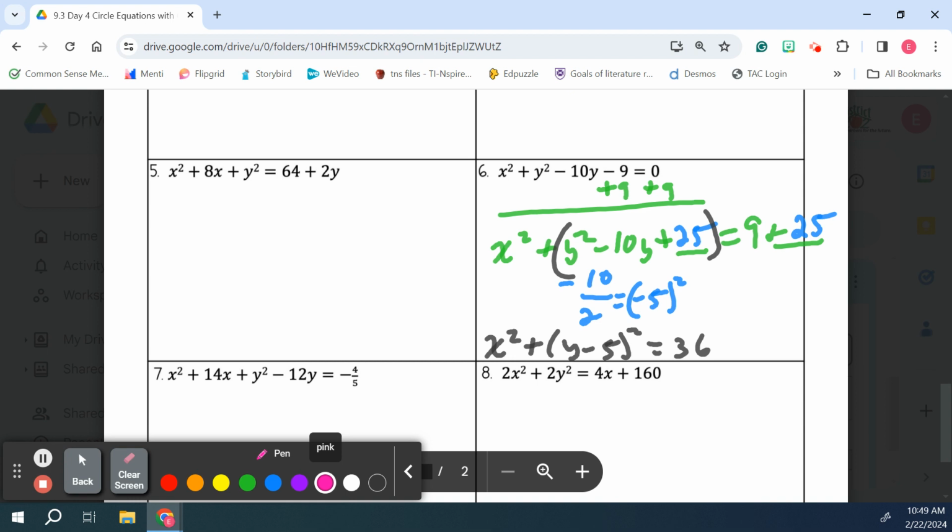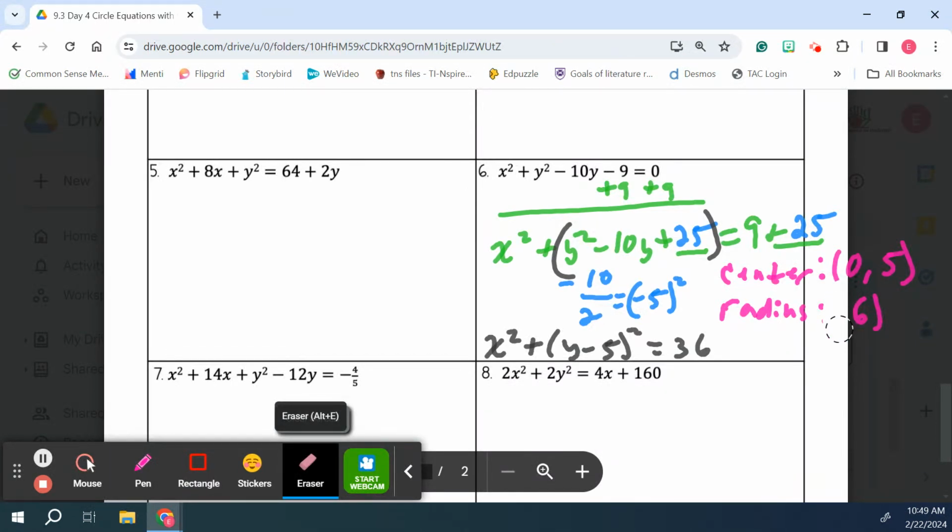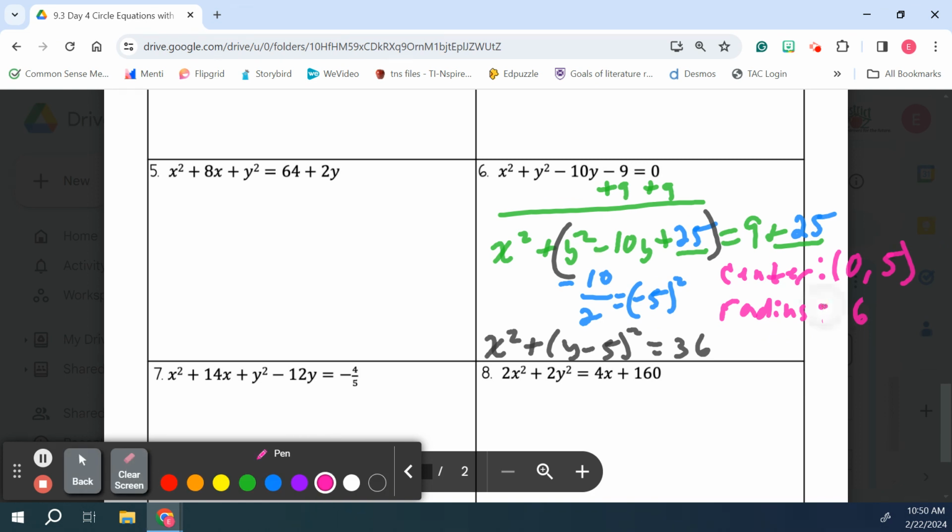So in this case, your center should be 0, 5, and your radius is 6. I don't know why I put parentheses around that. Anyway, now there's a couple things I want you to add to this. Now we're not going to go over 5, 7, or 8, but there's some stuff on your homework you should be very much aware of, okay?